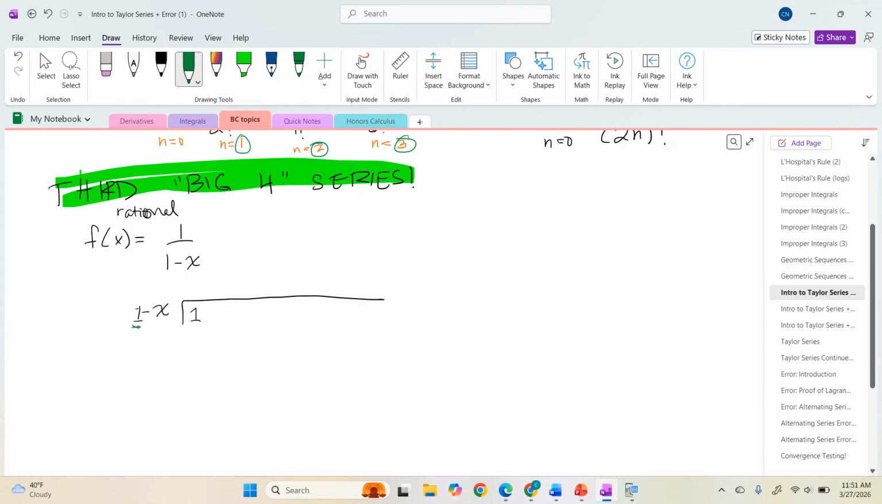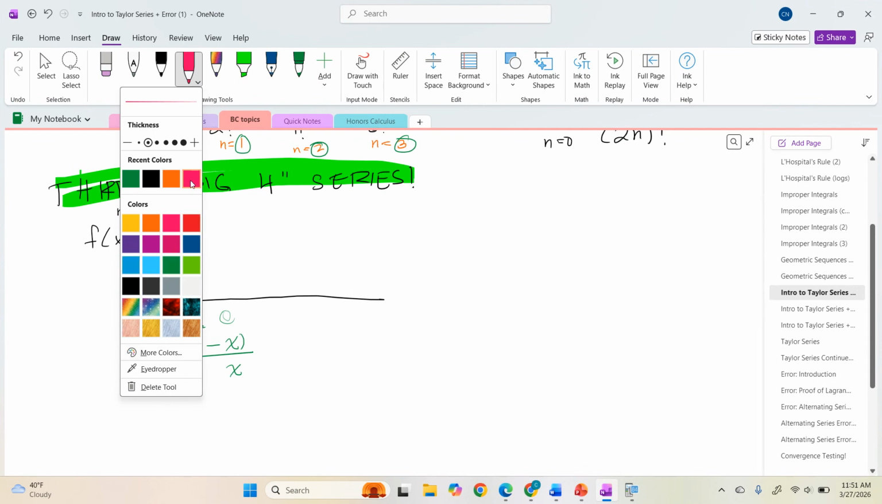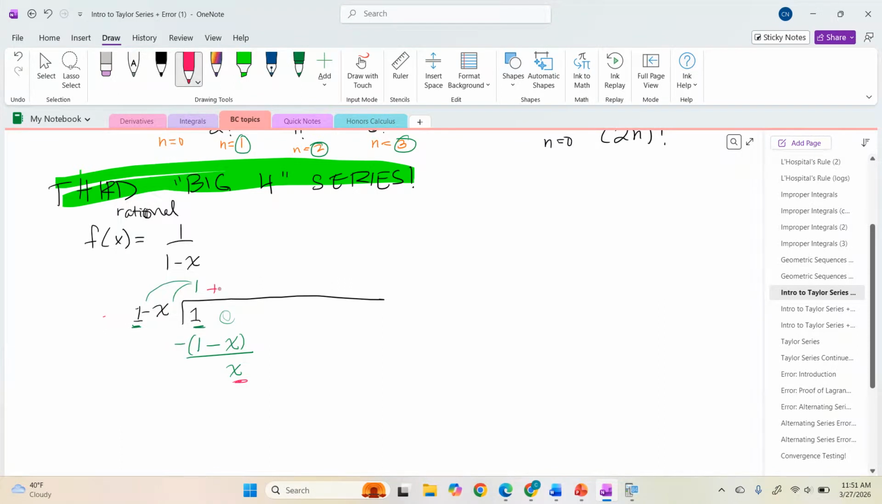What do I multiply 1 by in order to get 1? Well, I multiply by 1. Then I distribute the 1 across. So then 1 times 1 is 1. Minus 1 times x is negative x. Now I'm going to subtract. Okay, 1 minus 1 cancels. Nothing minus negative x is x. Next, what do I multiply 1 by to get x? I multiply it by x. Now let's distribute the x. X times 1 is x. X times negative x is negative x squared. Let's subtract. X minus x cancels. Nothing minus negative x squared is x squared.